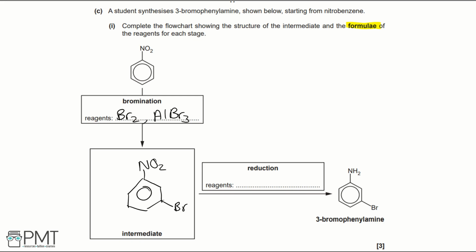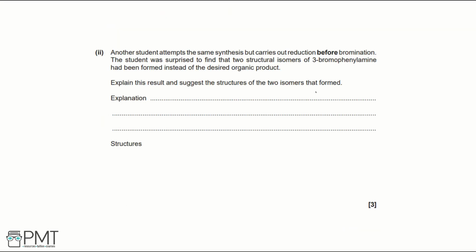Therefore, in reduction, we're going to reduce this nitro group, and the reagents we need are tin and concentrated hydrochloric acid. These are reagents that you need to know off by heart. There's a flowchart for OCR exams with all of the reagents and reactions on that you can refer back to and we can go over in future videos. But writing the reagents for the two stages and the correct intermediate, those three components will get you the marks for this question.